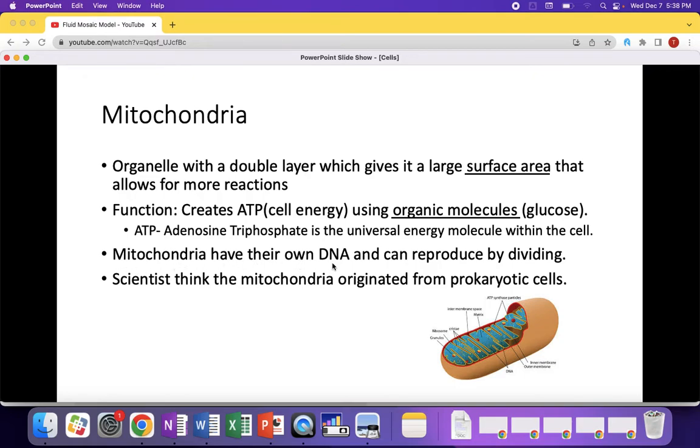Mitochondria have their own DNA and can reproduce by dividing. So like in forensics, if you could get mitochondria in a sample, like a cell with mitochondria in it, you could potentially determine who a person is based upon that. Scientists think the mitochondria originated from prokaryotic cells. The fact that they have their own DNA helps support that they could have once been prokaryotes that lived on their own as individual unicellular organisms.